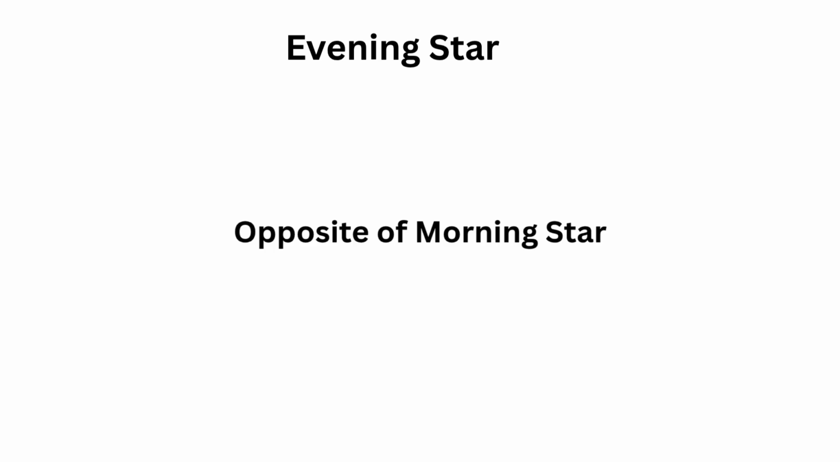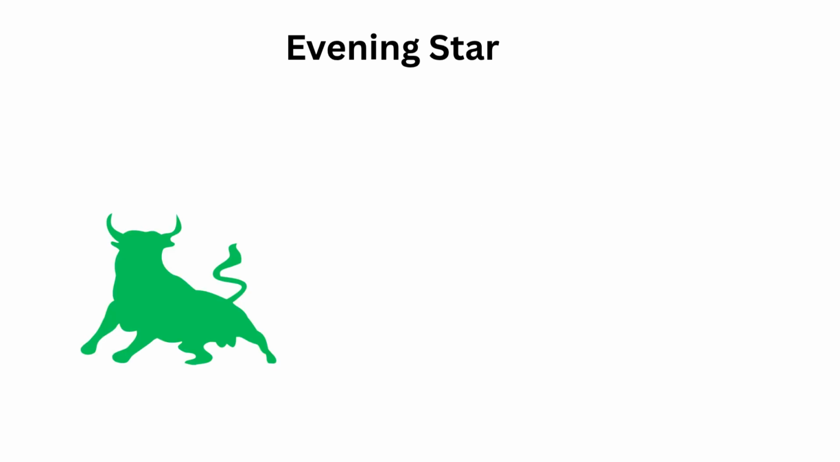Evening star. Alright, let's talk about the evening star. It's the bearish twin of the morning star. This is a 3-candle pattern that shows up at the top of an uptrend, and it's a classic sign that the bulls might be losing strength and a reversal to the downside could be coming.